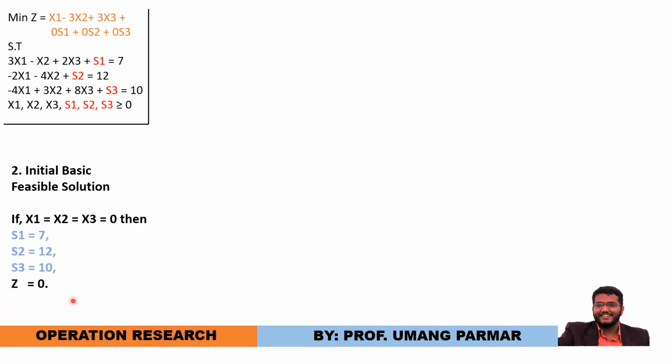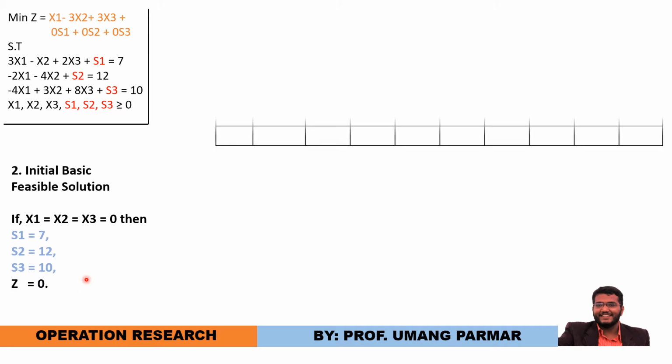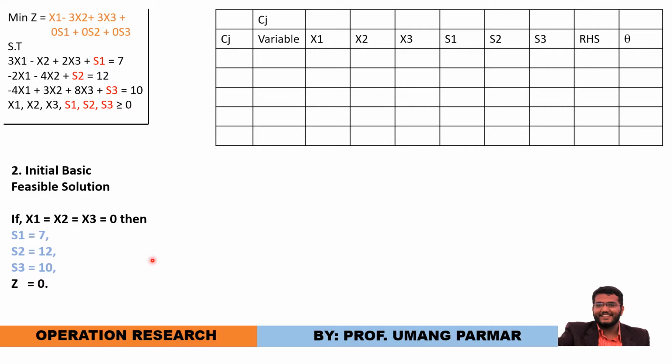Now our next task is to convert this initial basic feasible solution into tabular form. So we are taking the standard simplex table. In that we write our variables, first x1, x2, x3, then s1, s2, s3, after that the right hand side values and the theta. Our first task is to write down the objective function in the simplex table.